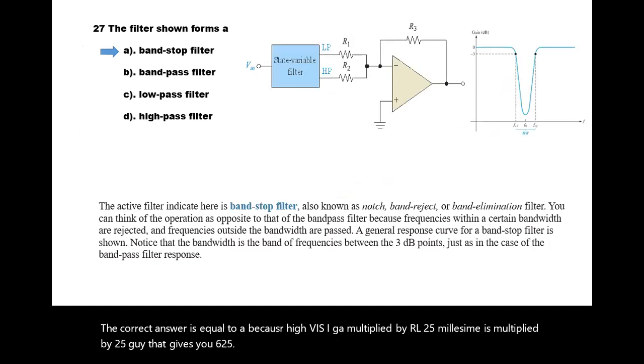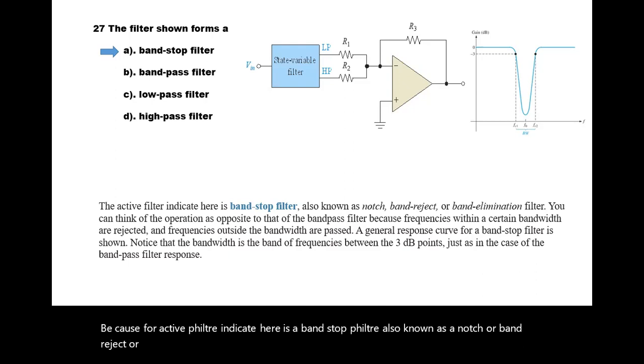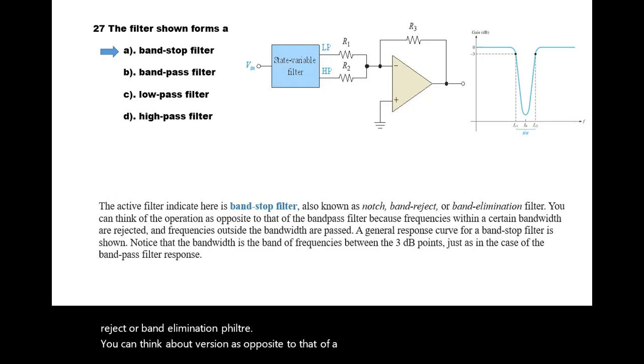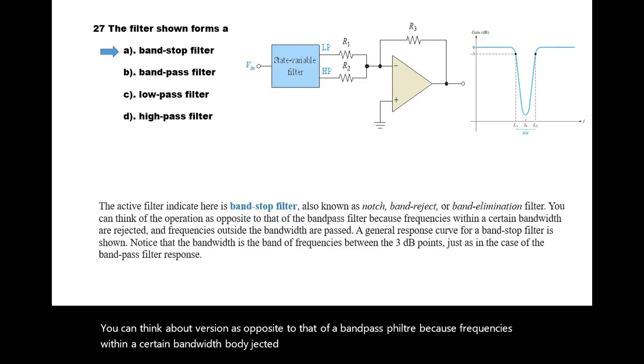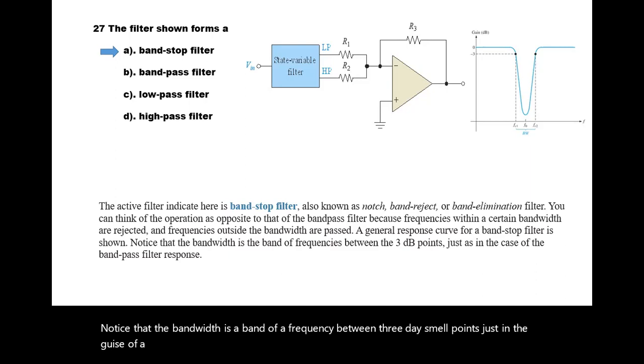This particular filter shown here forms a band stop filter, because the active filter indicated here is a band stop filter, also known as a notch, band reject, or band elimination filter. You can think of its operation as opposite to that of a band pass filter, because frequencies within a certain bandwidth are rejected and frequencies outside the bandwidth are passed. A general response curve for the band stop filter is shown. Notice that the bandwidth is a band of frequencies between 3 decibel points, just as in the case of a band pass filter response.